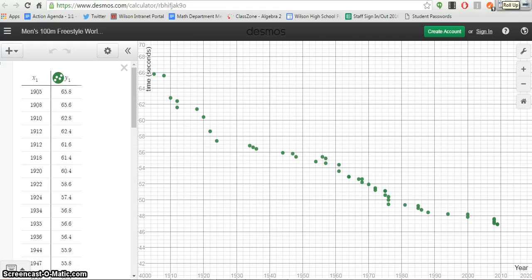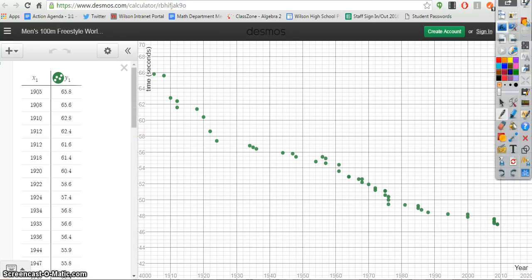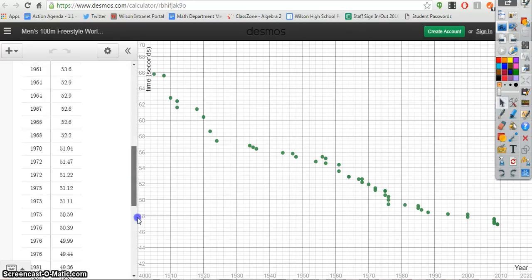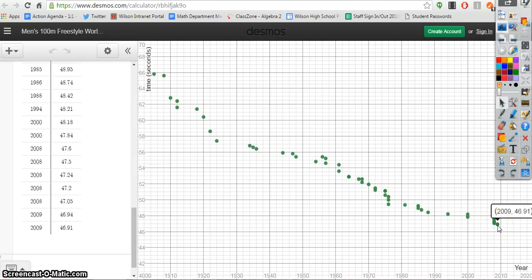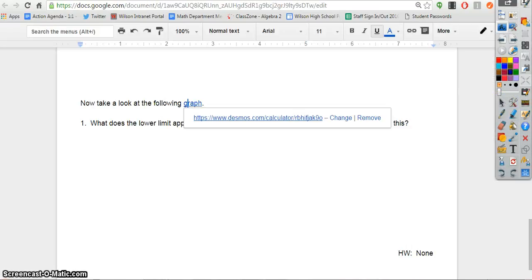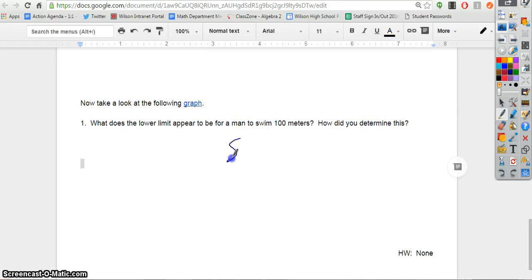Okay? So you can see as this is going throughout the years, it keeps getting lower and lower and lower. What's the lowest limit? Well, what's this lowest point here? So we would say the lowest point is the last point. I'm going to need my pointer here to scroll down so we can actually see that last point, which is in 2009 at 46.91. Because we don't have an equation here, the lowest number literally is 46.91 seconds. So for all intents and purposes right now, we would say 46.91 seconds would be your lower limit.